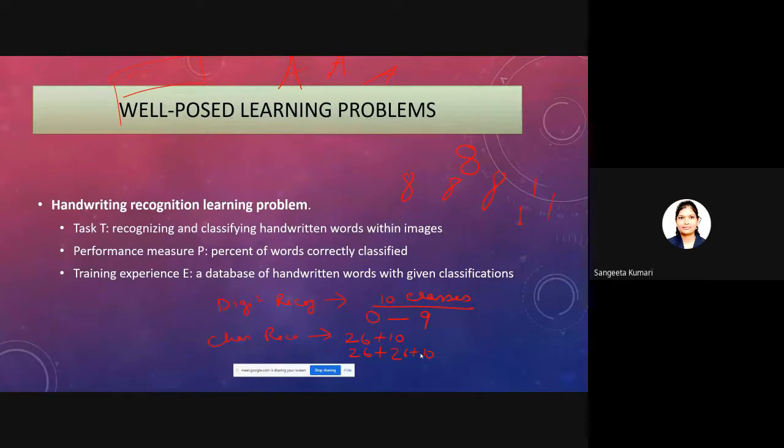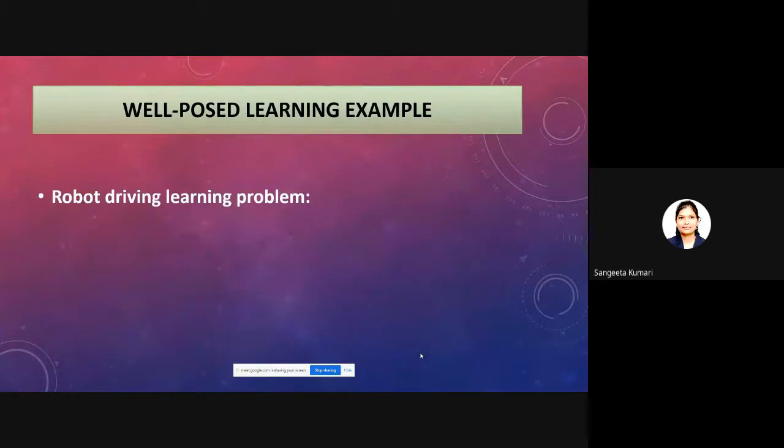Okay, is there any query? No. Okay, if not, someone please quickly let me know, if it is a robot which is learning driving, what would be the task, what would be the experience, and what would be the performance for this problem statement? Any one of you? Even if it is not correct, that's fine, but at least you try. If this is the given problem, then what would be the experience, what would be the performance, and what would be the task?